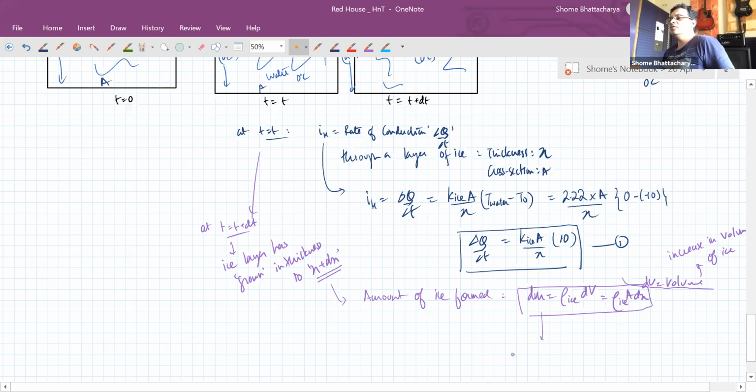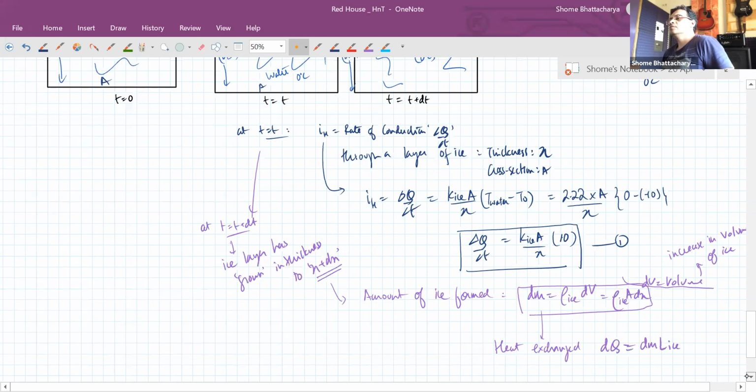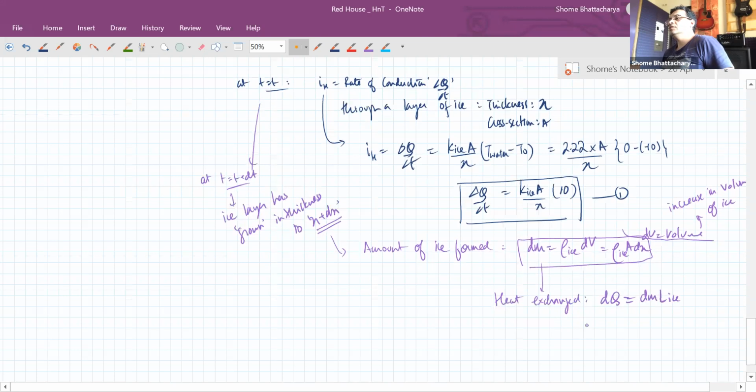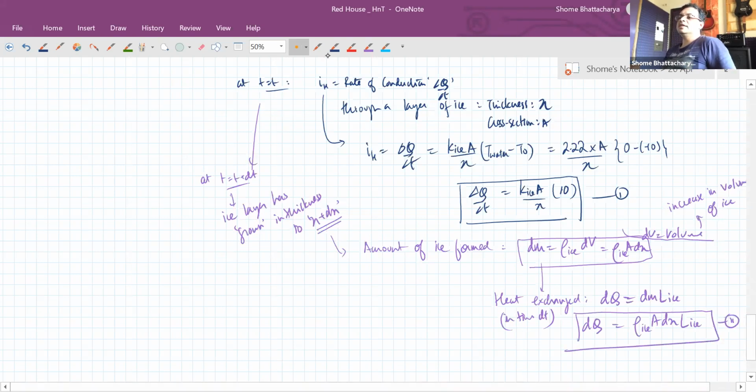Okay, so now to form this ice of dm, the heat exchange dq is equal to this mass into latent heat of ice. So the heat exchanged in time dt is equal to density of ice into area into dx multiplied by latent heat of ice. So this becomes our second equation.